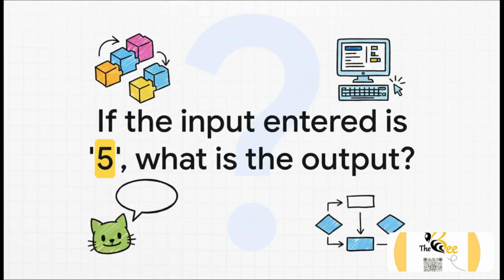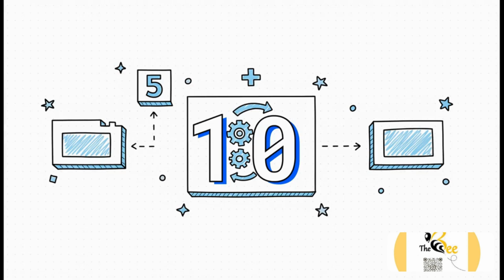Okay then, time for the real test. Based on that logic, if you run this program and it asks you for a number and you type in 5, what is the character going to say at the very end? Exactly, it's 10. It takes your answer, 5, it adds 5 more, and the final output is 10. See? It's a perfect little program that takes input, does something with it, and gives you an output.